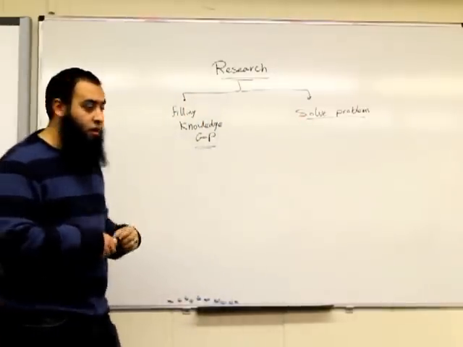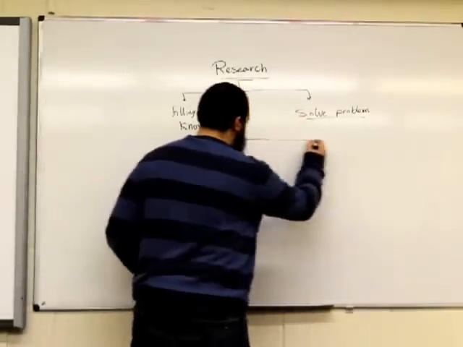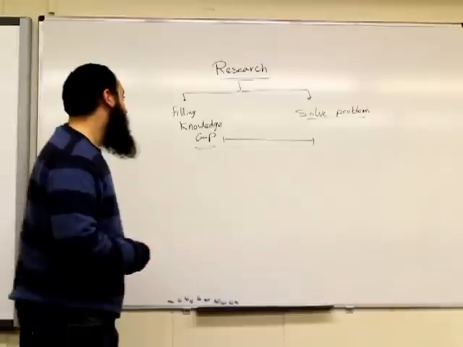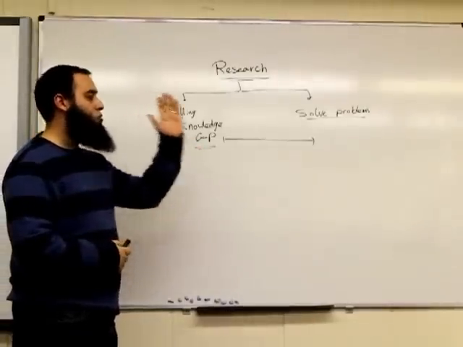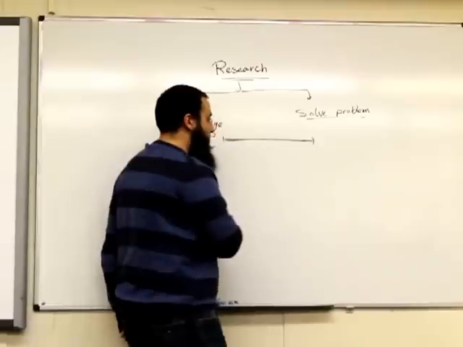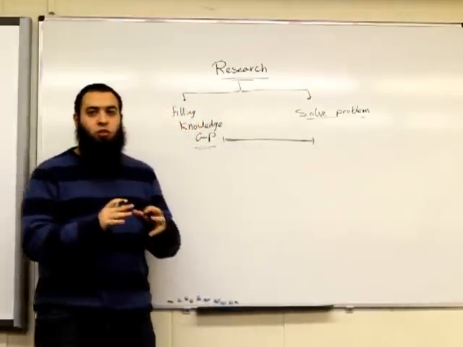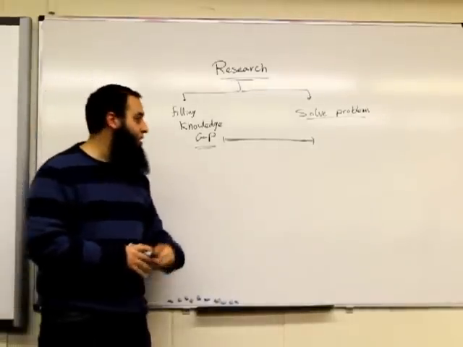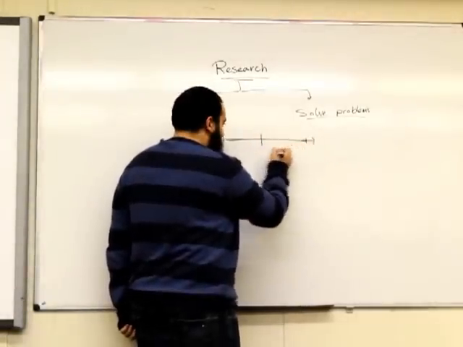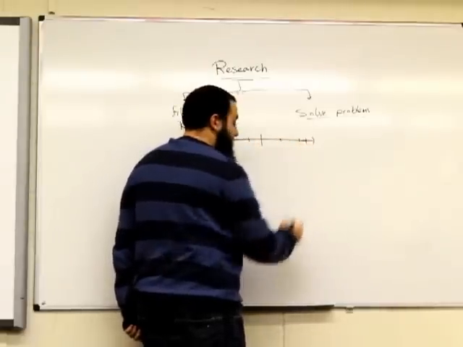So what's right? The right should be somewhere in between. This is a continuum, somewhere between filling a knowledge gap and solving a problem. You have to be in this way. Of course, not all research is the same. Different researchers have different objectives. So your research could be here, here, here, here, here.